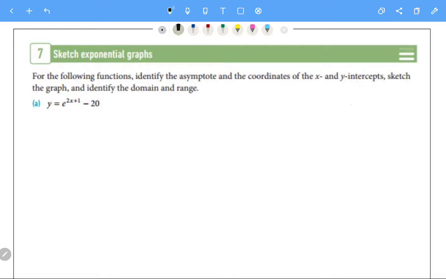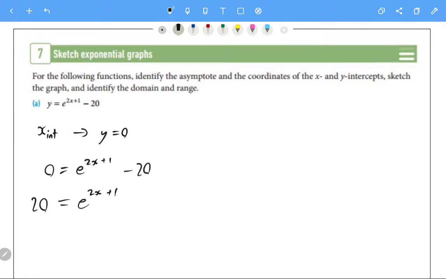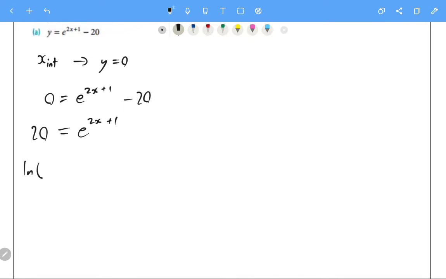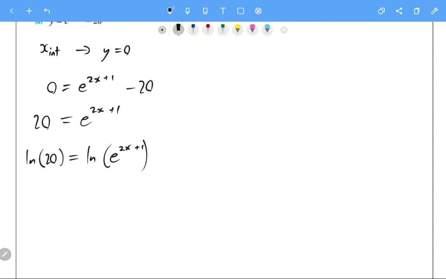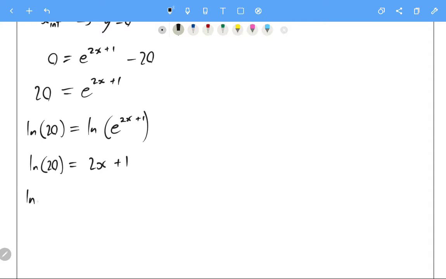So if I was going to do a sketch and it asks for x and y intercepts, that's where to start. The x-intercept is when y is equal to 0. So we get 0 is equal to e to the 2x plus 1 minus 20. Add 20 to both sides, we get 20 equals e to the 2x plus 1. Take the natural log of both sides. The whole reason we take the natural log is to get rid of the e on the right-hand side. So we're left with the natural log of 20, which is equal to 2x plus 1. Subtract 1 from both sides.